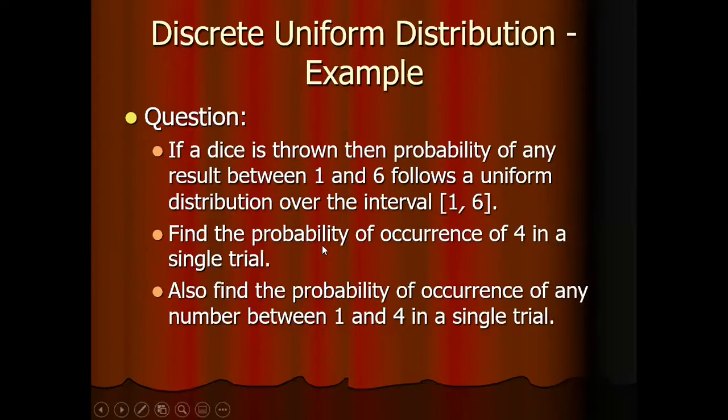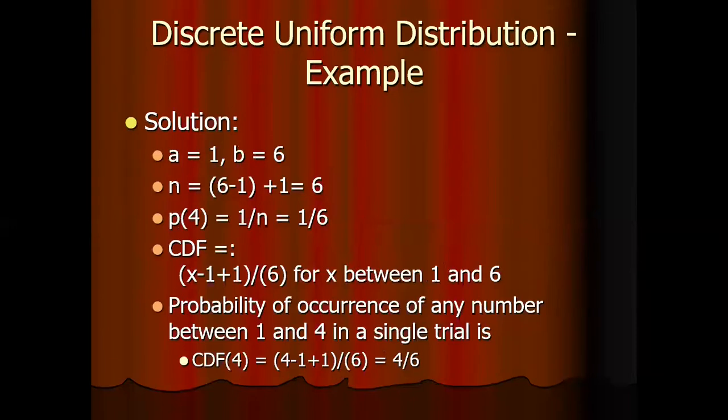Now we see an application of discrete uniform distribution. The question is, if a dice is thrown, then probability of any result between 1 and 6 follow a uniform distribution over the interval 1 and 6. This is given. The question is, find the probability of occurrence of 4 in a single trial, and also find the probability of occurrence of any number between 1 and 4 in a single trial.